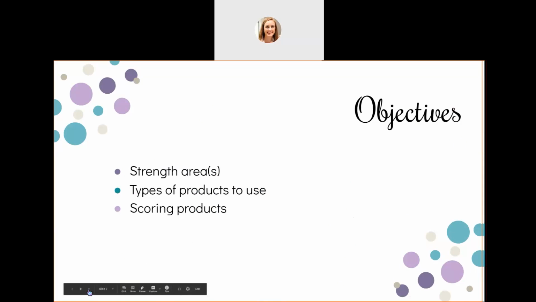So our objectives are to look at what constitutes a strength area in students. We will look at several different types of products that you can use, and then we'll look at some hints for scoring products.